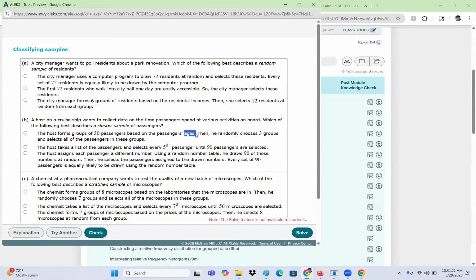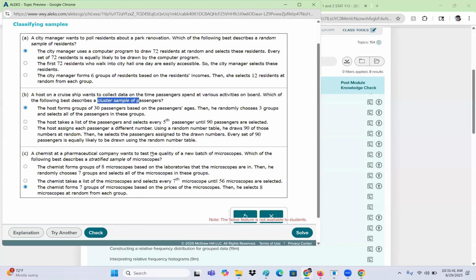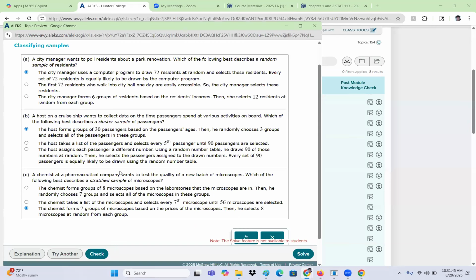The ages are not right. The ages have to be the stratified sampling, so it has to be C, with different numbers. The age sort of messes them up, so we have to be careful. Somehow they mixed up the cluster sampling and the stratified sampling, so we have to be careful with this. The age group is most likely going to be the stratified sampling.